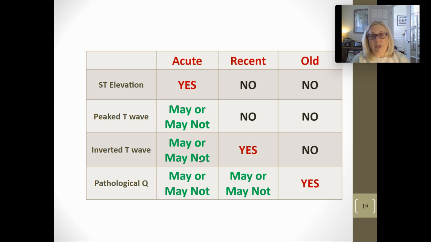Then we have the pathological Q. It's always there in an old MI. It may or may not be there in acute or recent; it usually happens after the acute and recent has happened. Now, if they have multiple MIs, so if they had an acute MI 3 years ago that turned into a pathological Q, and now they're having another MI, they'll have a pathological Q on there because they had one 3 years ago already. This is a second one they're having, so it'll show up. But it doesn't always show up as an acute MI. Okay. All right. There's your chart.